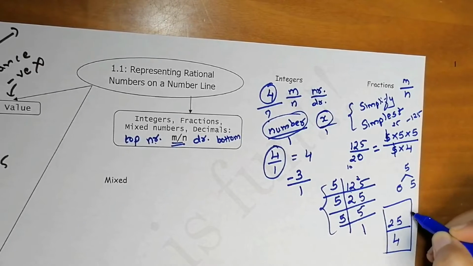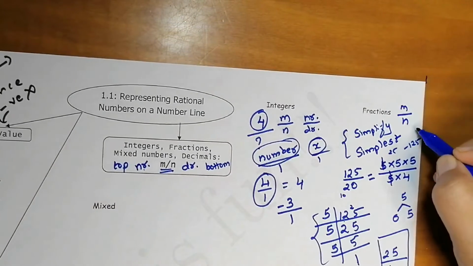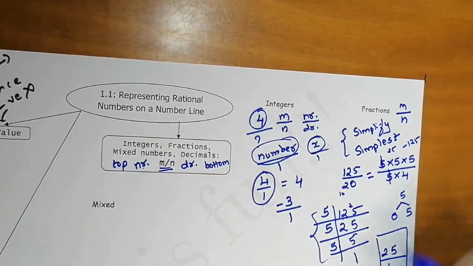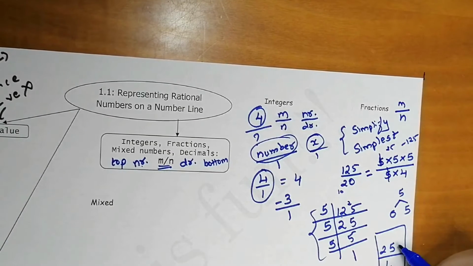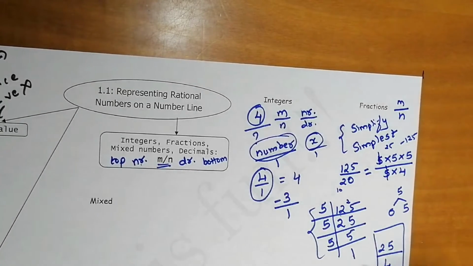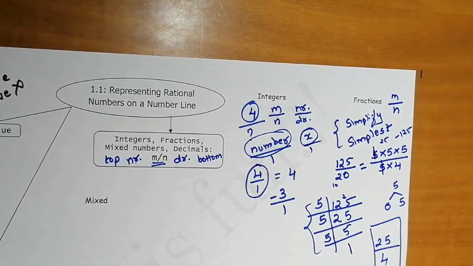If you divide this further, you'll get decimal format, right? And that's not what we are looking for. We are looking for m over n format. This cannot be further divided in a proper way as you did it here, right? So this is what you need to do with fractions. Simplify, simplest form. That is until it can't be further divided.